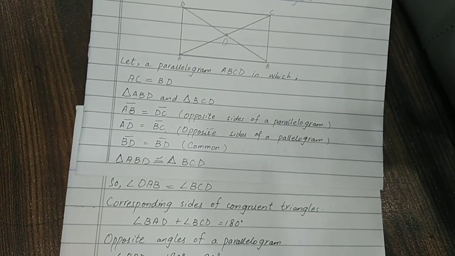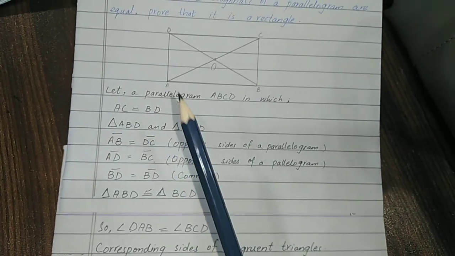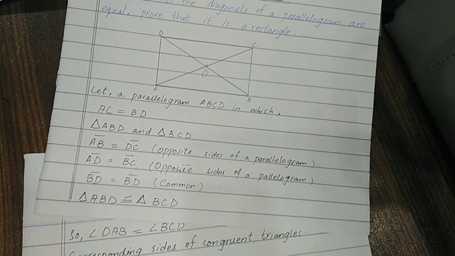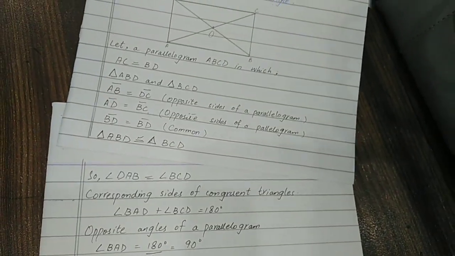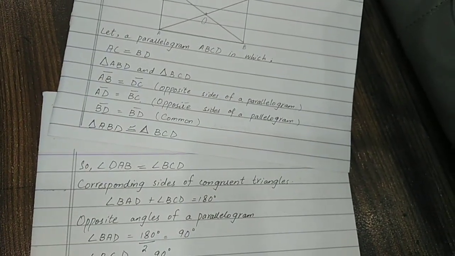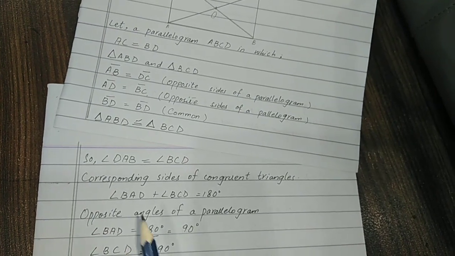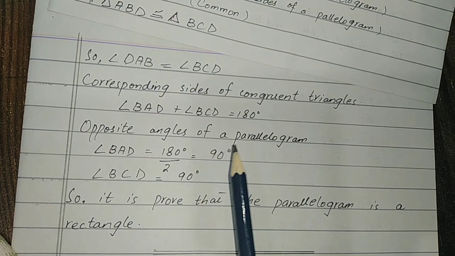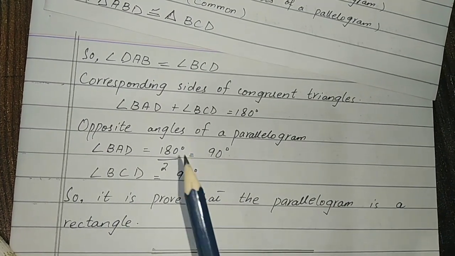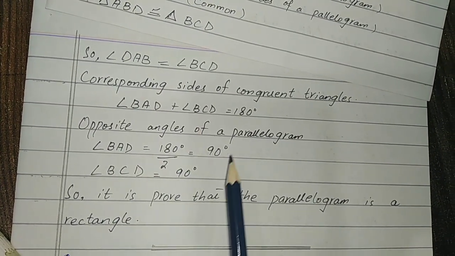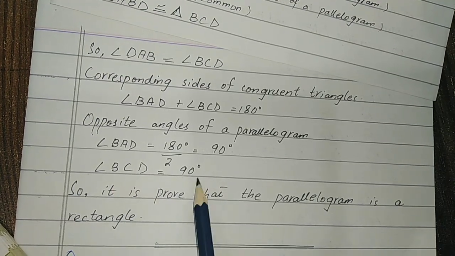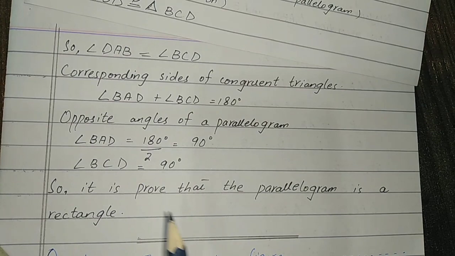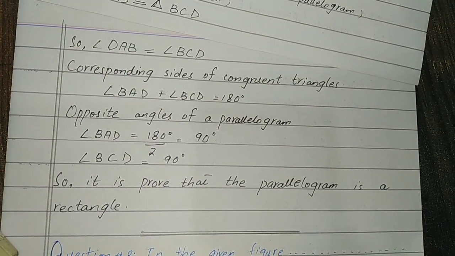And now angle DAB is equal to angle BCD. So the angles at A and C are opposite angles, and they are supplementary. So angle BAD plus angle BCD will be equal to 180. These are opposite angles of a parallelogram. So angle BAD is 2 times, and 2 is divided on the right hand side, and we get angle BCD equals 90. If the angle is 90 degrees, it will be a rectangle. So it is proved that the parallelogram is a rectangle.